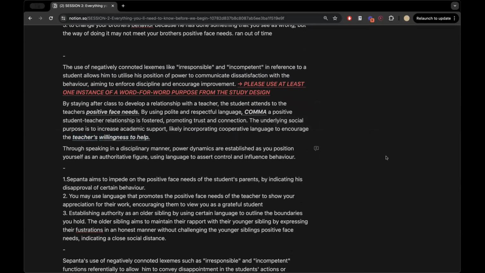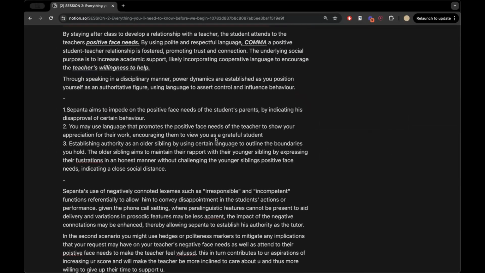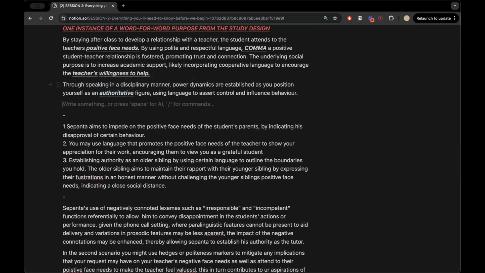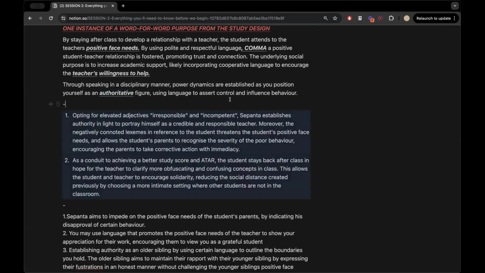Look at these takes. The teacher's willingness to help. Huge. Very important to think of it as such, right? Now, though speaking in a disciplinary manner, power dynamics are established as you position yourself as an authoritative figure. I love it. Well done. Assert control and influence behavior.